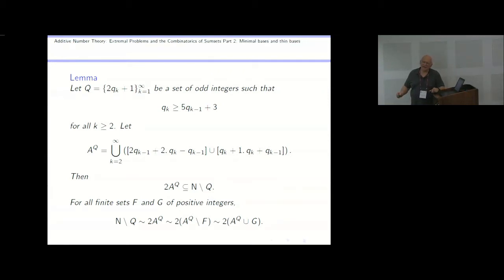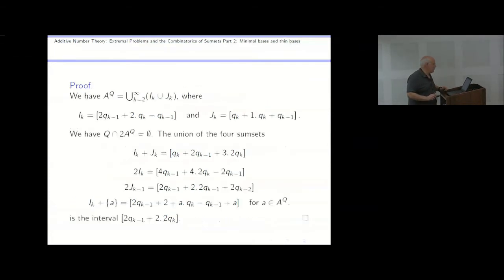But there's actually a kind of stability to this. If you perturb the set A_Q slightly, either you delete a finite number of numbers or you add a finite number of numbers, it doesn't make any difference. Right? You're still going to get essentially all numbers outside of Q.